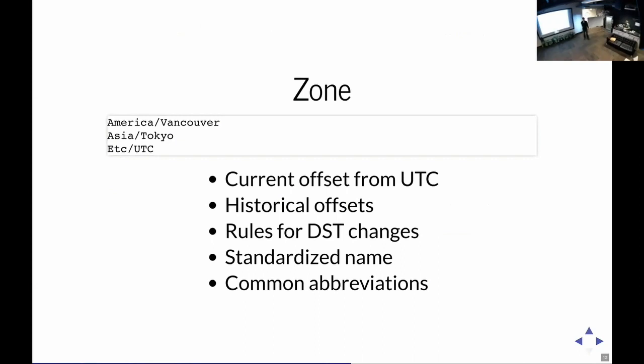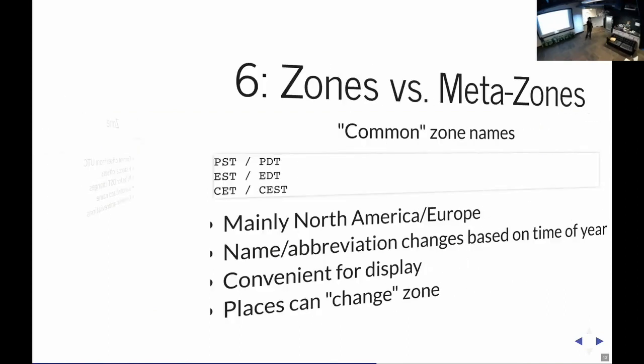A zone is best represented by one of these identifiers that give the continent and then the name. There's an Etc category under which you find the UTC. But mainly, if you're trying to assign a time zone to something, these are the best identifiers to use. They include the current offset from UTC, historical rules for DST changes, so that whatever time you choose from one of these zones, the time offsets will be applied correctly for that zone, whether or not it's in summertime or not.